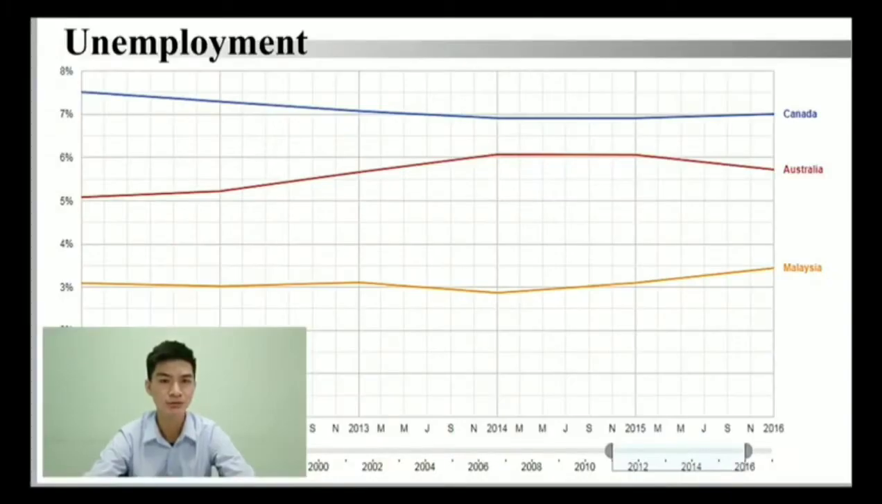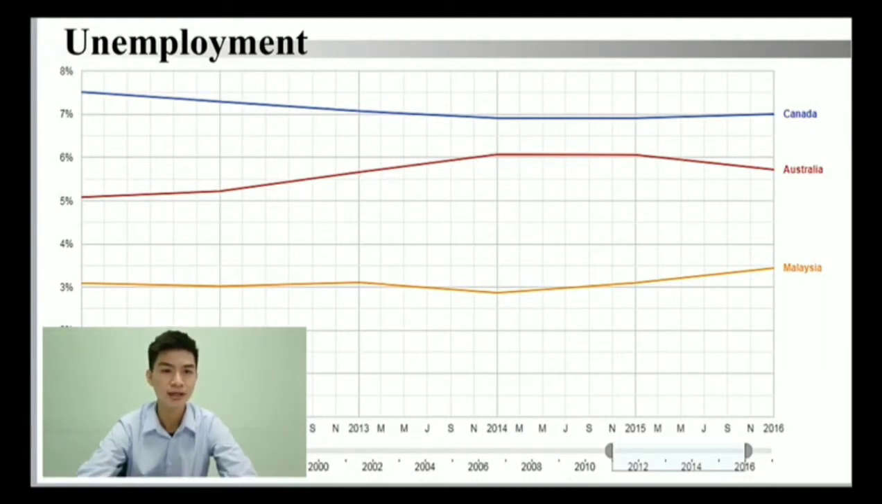Malaysia's unemployment rate compared to the other two countries is the lowest among them. The lowest unemployment rate is recorded at 2.87% in year 2014 and the highest at 3.44% in year 2016. But it is still less compared to Australia and Canada.